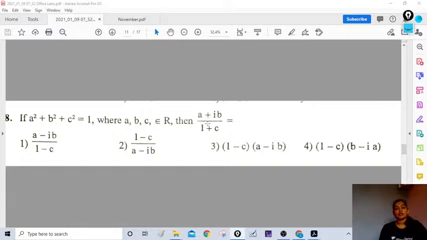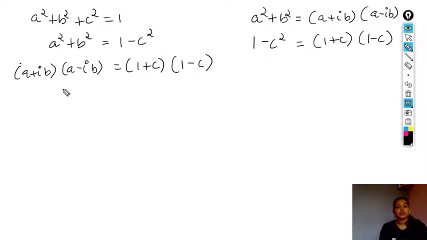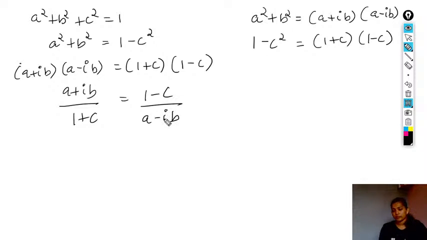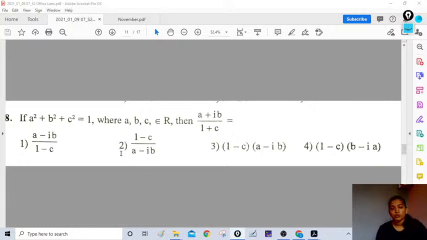Given to us in the question, we are asked for the value of a plus iota b divided by 1 plus c. So let's note down the factors: a plus iota b divided by 1 plus c. Rearranging, this will be 1 minus c divided by a minus iota b. Okay, option number 2 will be the right answer for this question here.